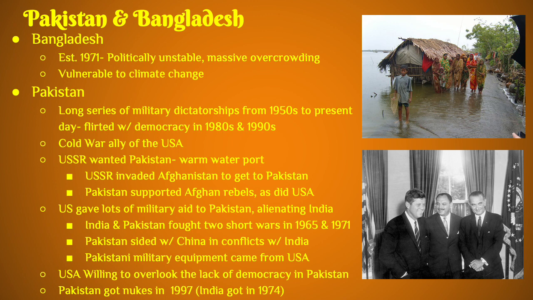So we'll see throughout the rest of this presentation that frequently our allies in the Cold War are brutal military dictators. The Soviets wanted Pakistan. We know that the Russian people had been looking for a warm water port for 1,000 years, and they identified Pakistan as being a fairly weak country that they would be able to conquer, which is why they invade Afghanistan in the 1970s. It's to get to Pakistan.